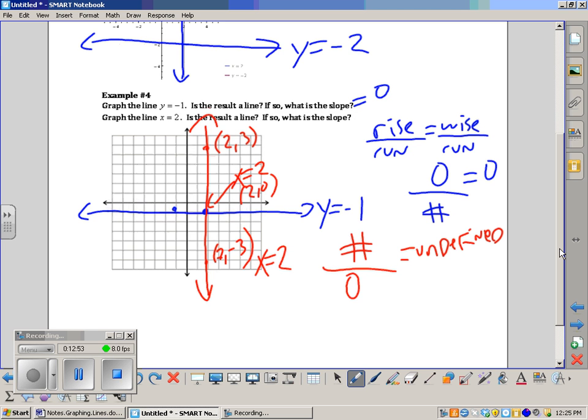And if I wanted to find the slope between them, 3 minus negative 3 over 2 minus 2. That's going to be 6 over 0. Can't do that. That's undefined.